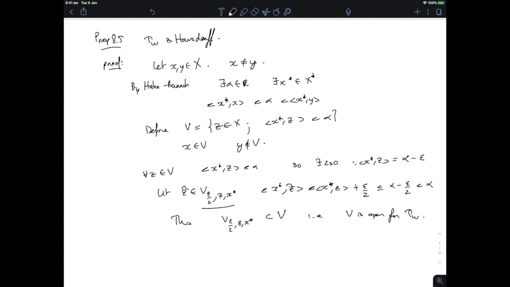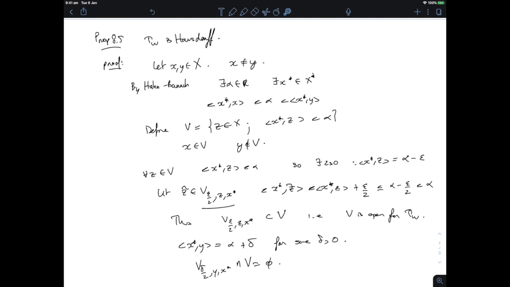Now, on the other hand, if you look at y, you have that ⟨x star, y⟩ is equal to alpha plus some delta. And so if you look at V delta over 2 of y, x star, it cannot intersect V because it's still going to be something that's at least alpha plus delta over 2, so it cannot be smaller than, sorry, the intersection is equal to the empty set.